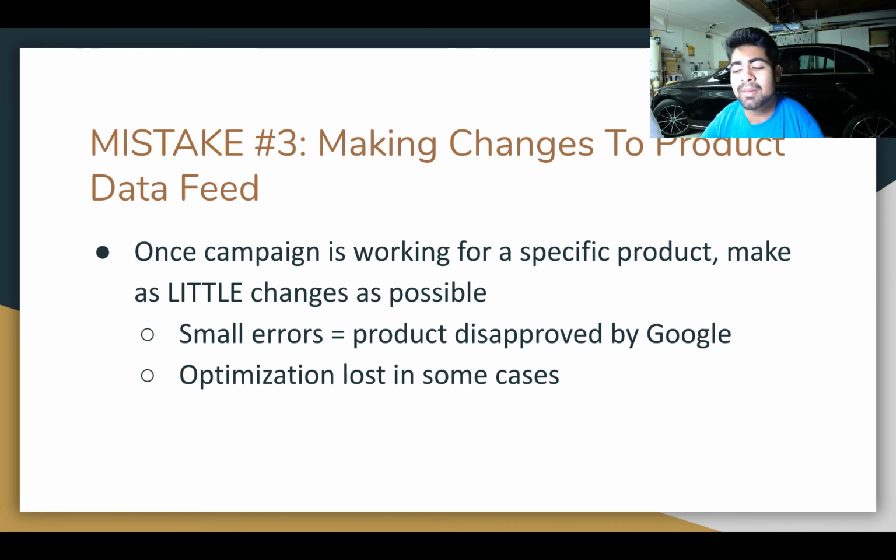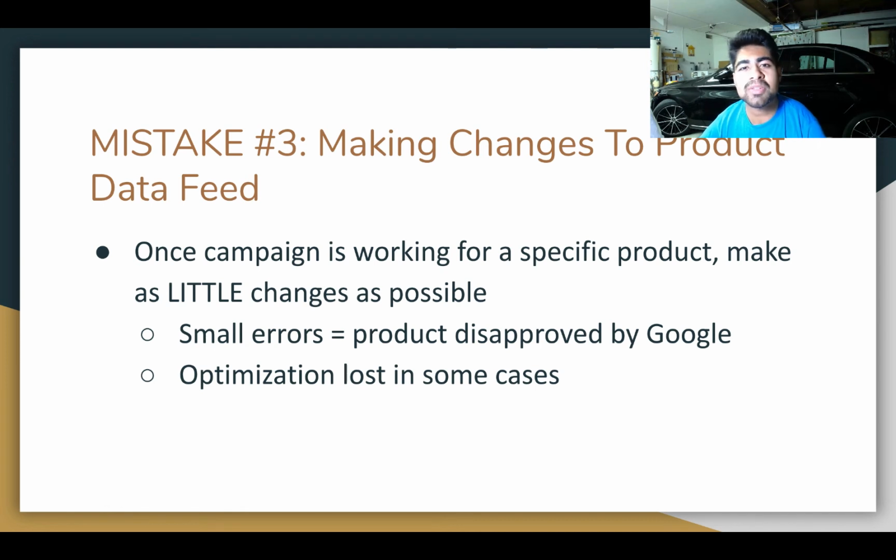So this is mistake number 3, which is not making too many changes to your product data feed. I'm not saying that you should completely avoid it. Of course, make changes, but again, it goes back to the number 2 mistake, which is making one change at a time and not doing too many things all at once. Because once your products get disapproved by Google, even though you get them reapproved again within a short period of time, your optimized campaigns will have to re-optimize again. So that is one big hassle when it comes to Google Ads.